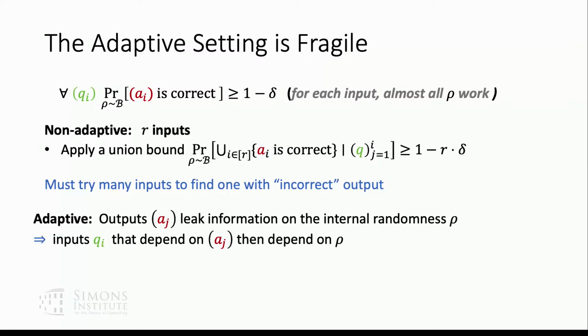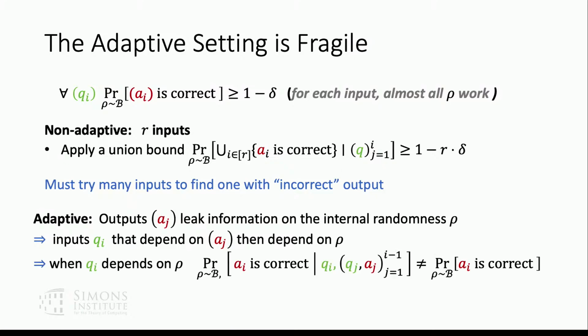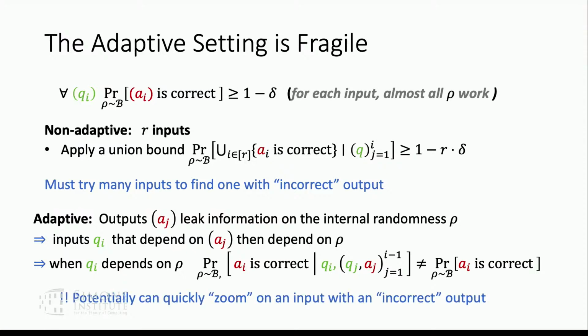In the adaptive setting, it's trickier because the output leaks information on the internal randomness. And this analysis kind of breaks down because the answers depend on the randomness, and then the next queries depend on the randomness. So we can't apply the same analysis. And as a result, potentially, by asking particular queries, we can very quickly zoom in on an input that has an incorrect output.